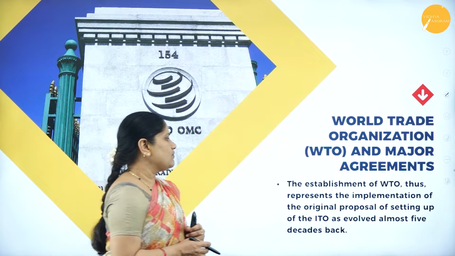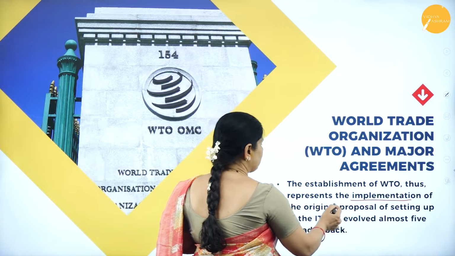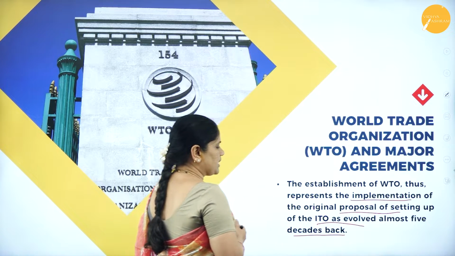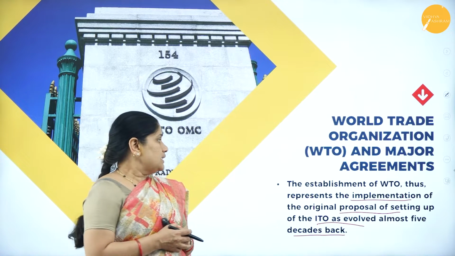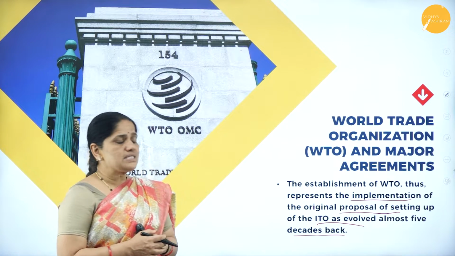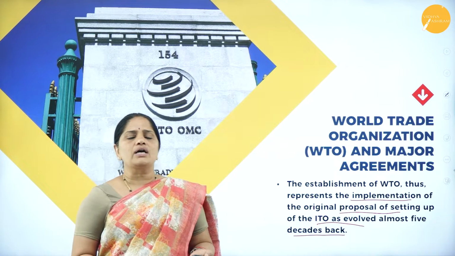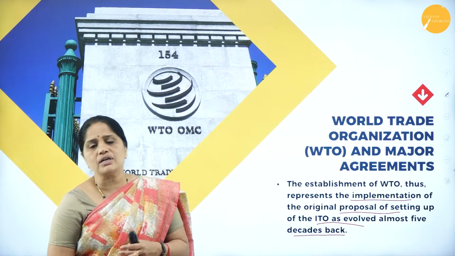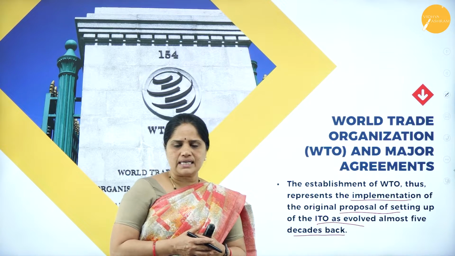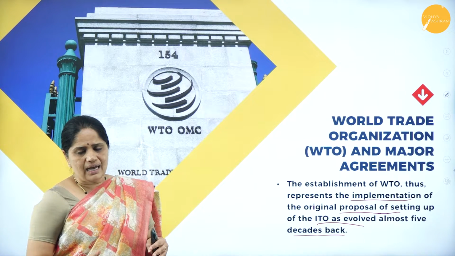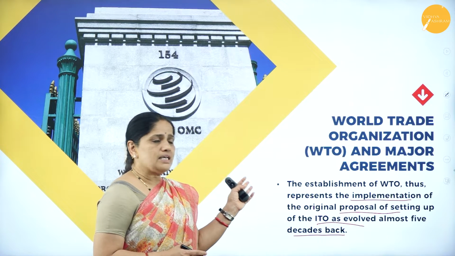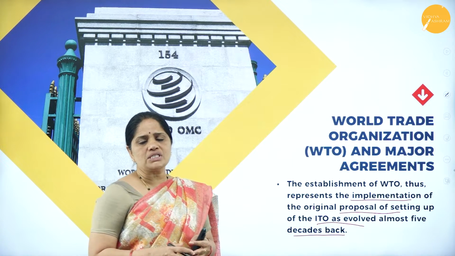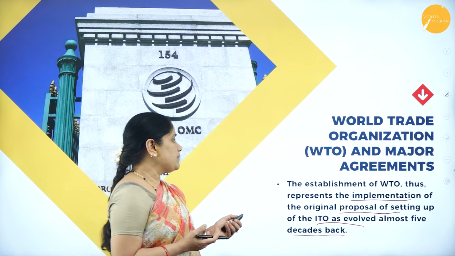Then, the establishment of the World Trade Organization represents the implementation of the original proposal of setting up the ITO, as evolved amongst members five decades back. So, actually they wanted to just establish the International Trade Organization, but in place of it, they established the GATT, and after the GATT was dissolved, they established this WTO, that is the World Trade Organization. This was a decision which was taken almost 50 years back by almost all the member nations.